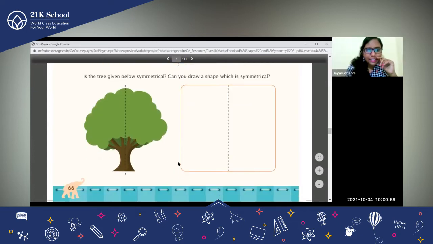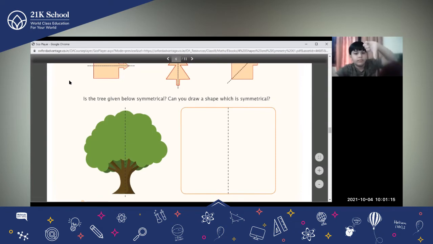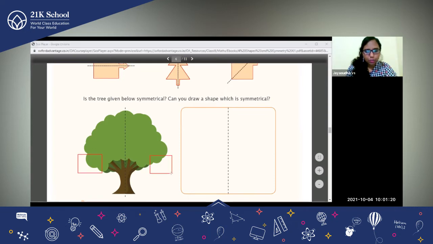Next. There's a tree given below, but is it symmetrical? If you tell it's symmetrical, give a thumbs up, or else give thumbs down. Is this tree looking symmetrical? No, actually. Because if you look at this area, here also it should be like that, right? But it is a little up. So it's not symmetrical. Symmetrical means on either sides, even at the exact point, the design should be same. So this tree is not symmetrical, but you could draw a symmetrical tree.